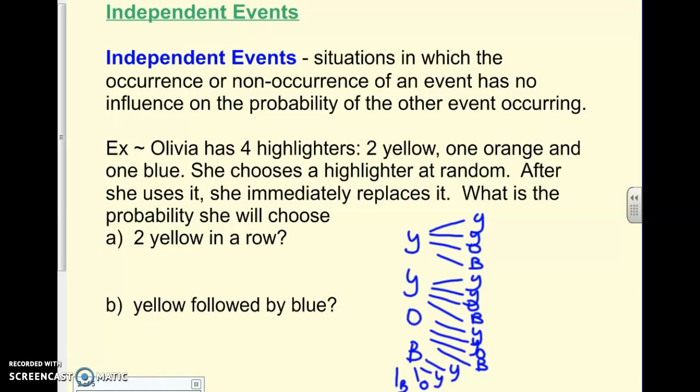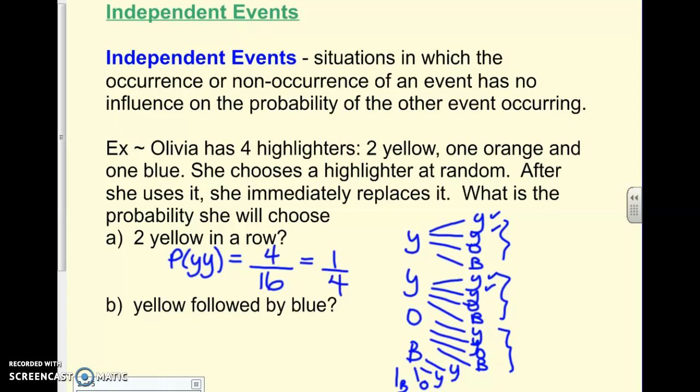So we have altogether, there are 4 outcomes, 8 outcomes, 12 outcomes, 16 outcomes altogether. So the probability of yellow followed by yellow is out of 16. I have these first 2 possibilities here, these first 2 possibilities here. So it is 4 out of 16 or 1/4.